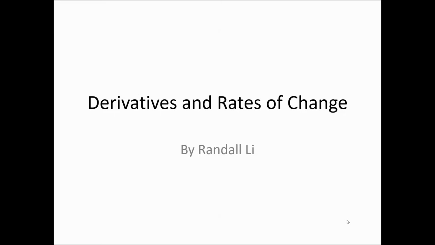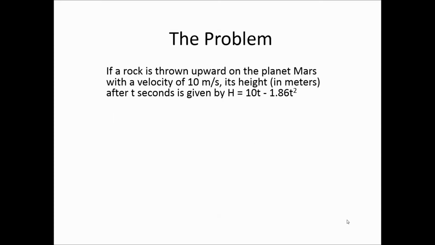In today's lesson, we will discuss derivatives and rates of change, using a specific example that relates to distance and velocity. Our problem reads, if a rock is thrown upward on the planet Mars with a velocity of 10 meters per second, its height in meters after t seconds is given by h equals 10t minus 1.86t squared.